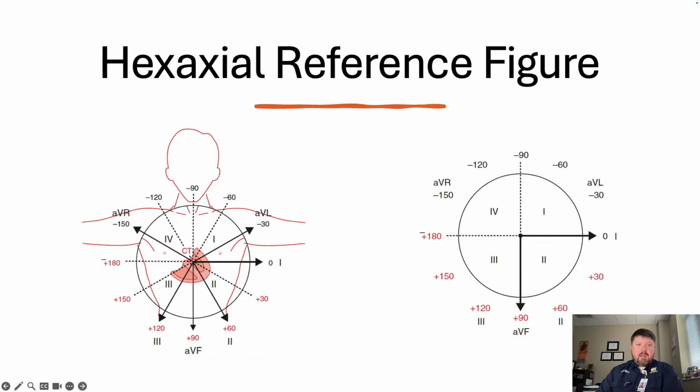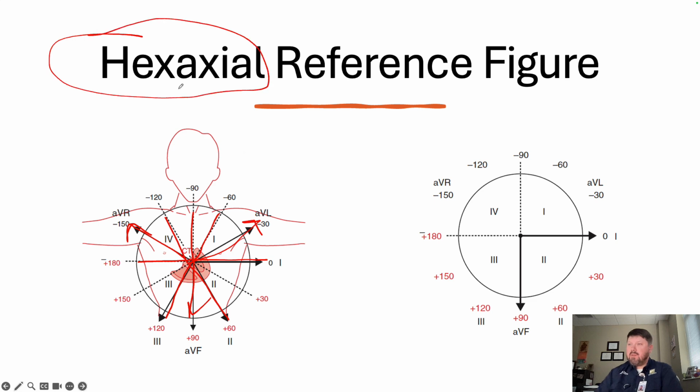Now, if you take your Einthoven's triangle, which is your lead 1, your lead 2, and your lead 3, and combine it with your AVF, AVL, and AVR, they form what's called the hexaxial reference system. Now we will look at this in a lot more depth whenever we get to the 12 lead lecture.